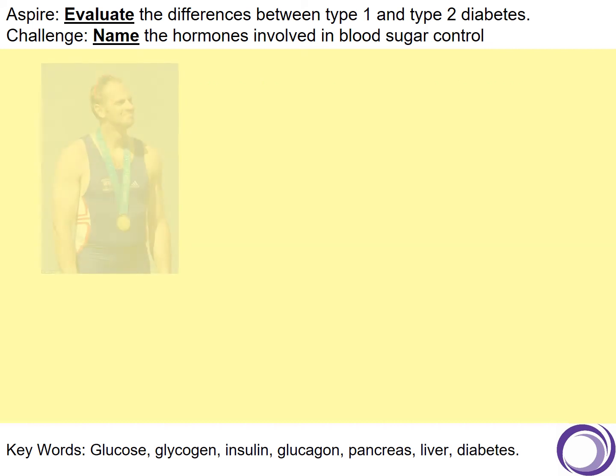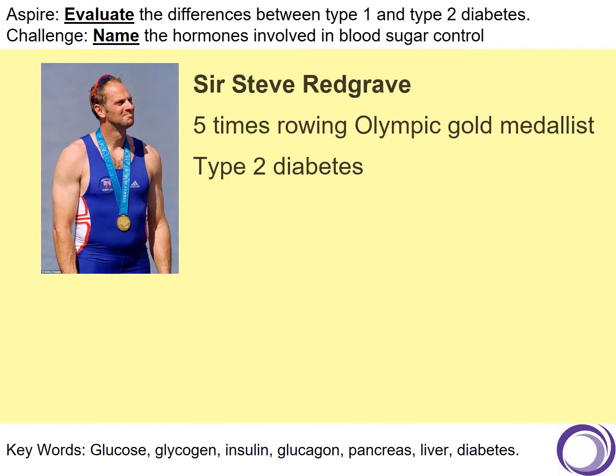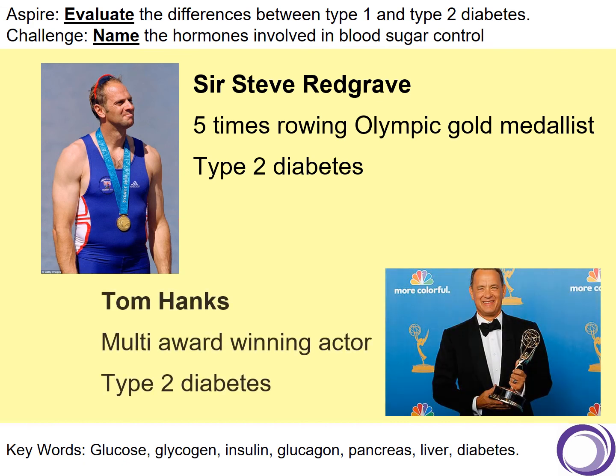One example of a very successful sportsman is Sir Steve Redgrave. Now, Sir Steve Redgrave, over his time, won 5 Olympic gold medals in rowing, and he has type 2 diabetes. Another very well-known character is the actor Tom Hanks, and he has both acted in and directed many Hollywood blockbusters, and he also has type 2 diabetes, and they are both successfully living with those conditions.